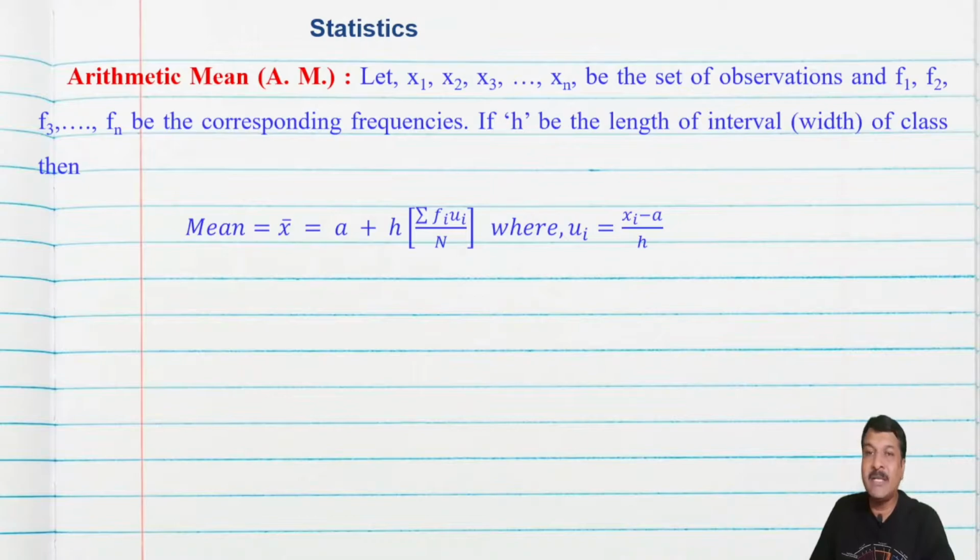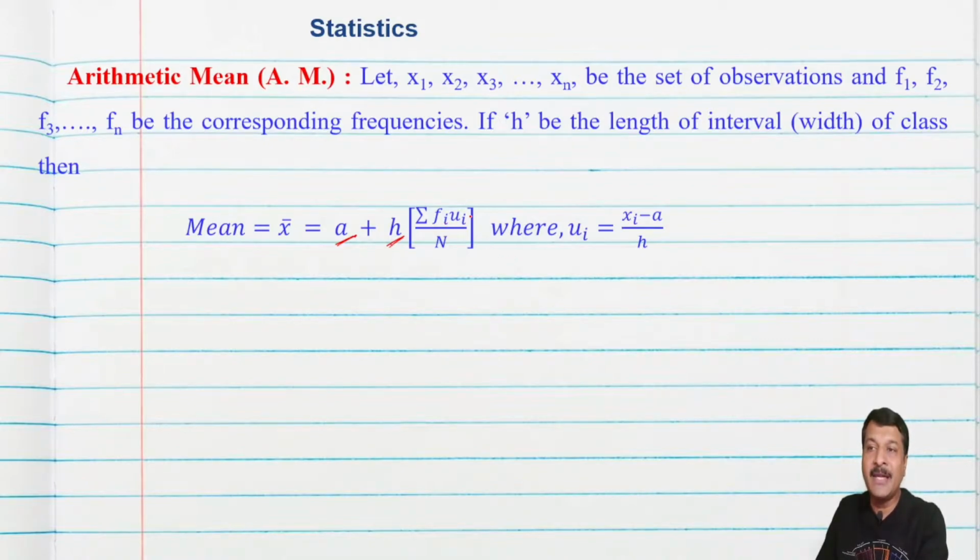So what does arithmetic mean? Let x1, x2, x3, ... xn be the set of observations and f1, f2, f3, ... fn be the corresponding frequencies. If h is the length of the interval, we can say it is the width of the class. Then the mean, which we denote by x bar, that is the arithmetic mean, is equal to a. What is this a? a is any mean, meaning a random mean, or one can say the working mean, plus h.